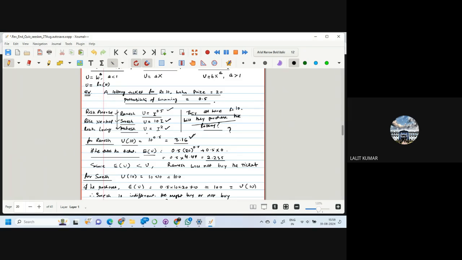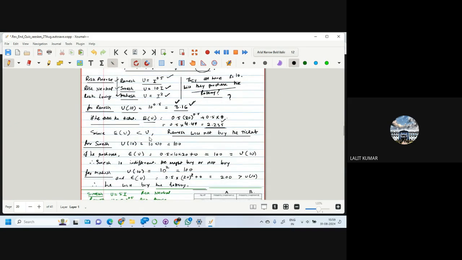Okay, I have not mentioned here. Because the probability of winning is 0.5 and the prize money is 20, 0.5 into 0. So his expected utility is 2.235. So his present utility is greater than this, so he will not buy this ticket.